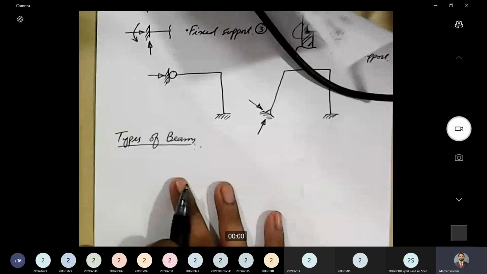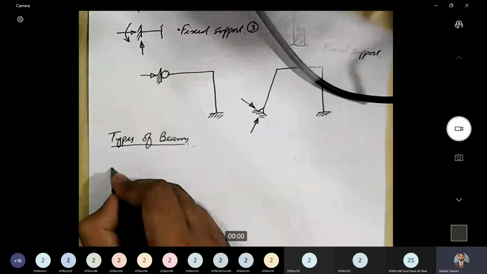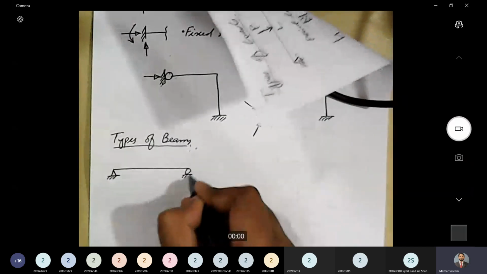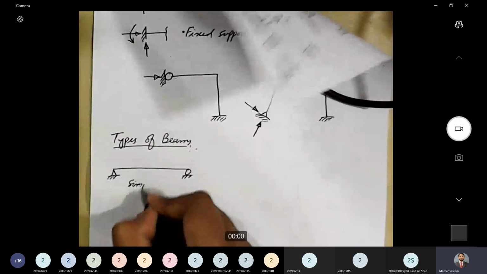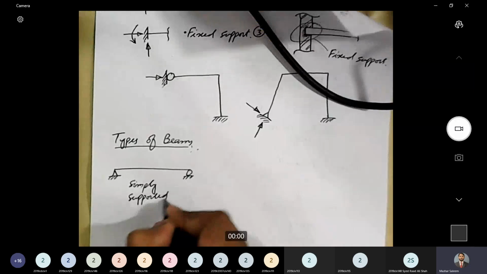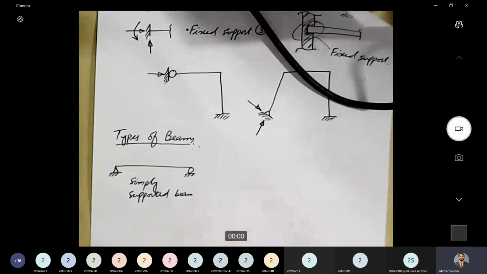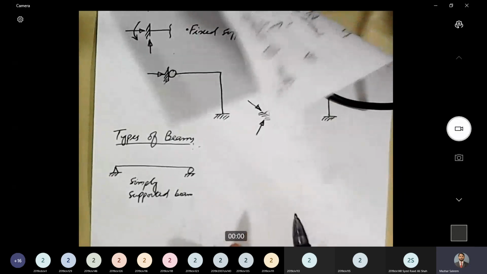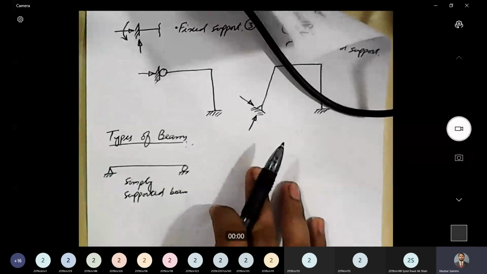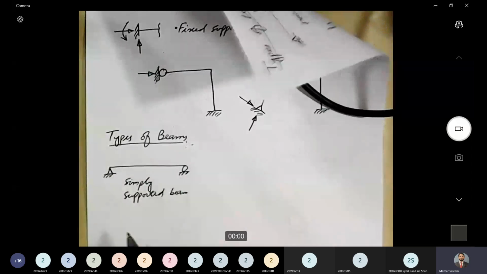The first type is the most common and the simplest one. That's a simply supported beam. So the first type is simply supported beam. And what is a simply supported beam? It has a hinge support and a roller support. A simply supported beam is a beam that has hinge support and roller support.